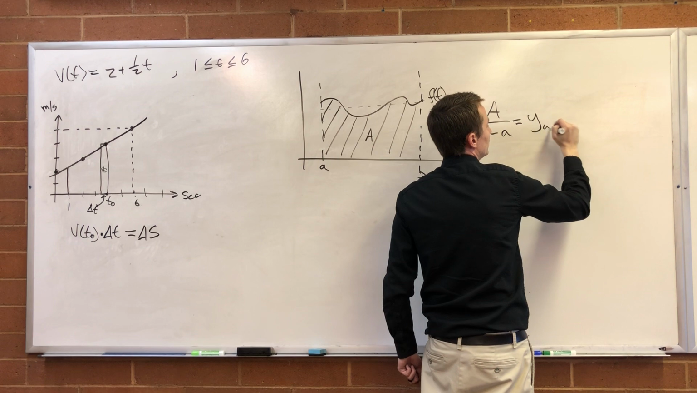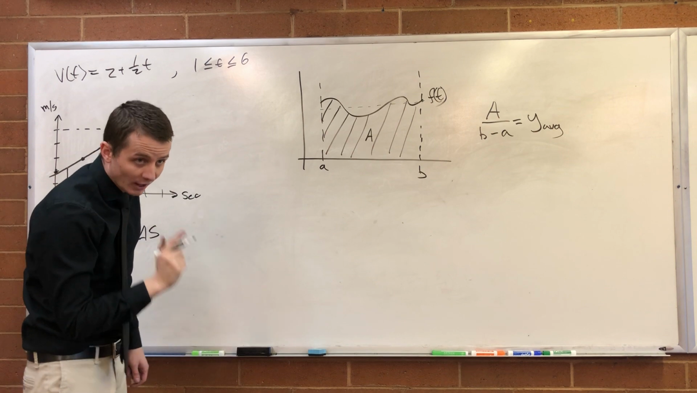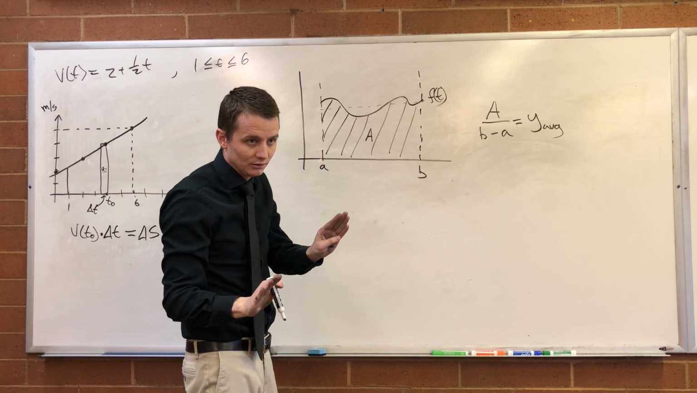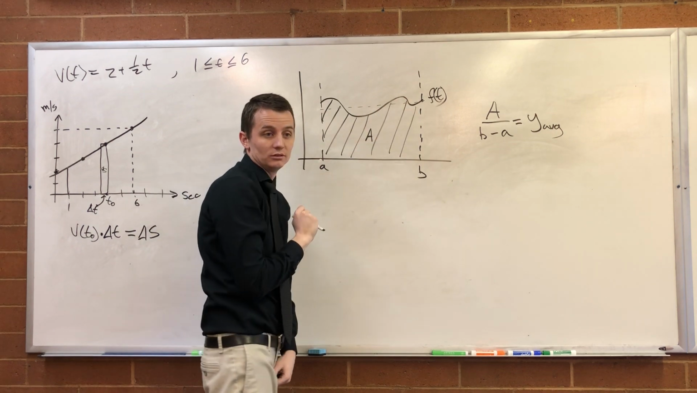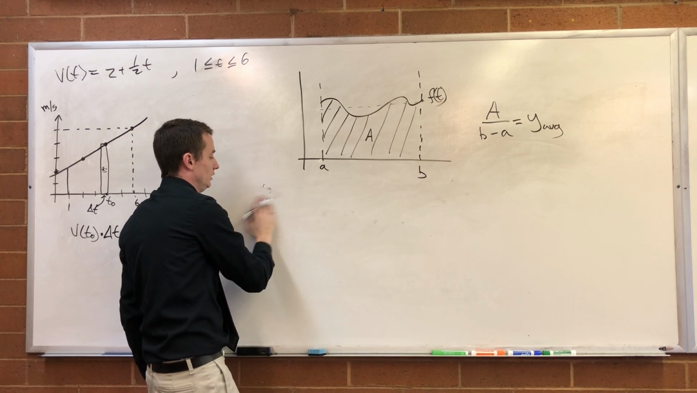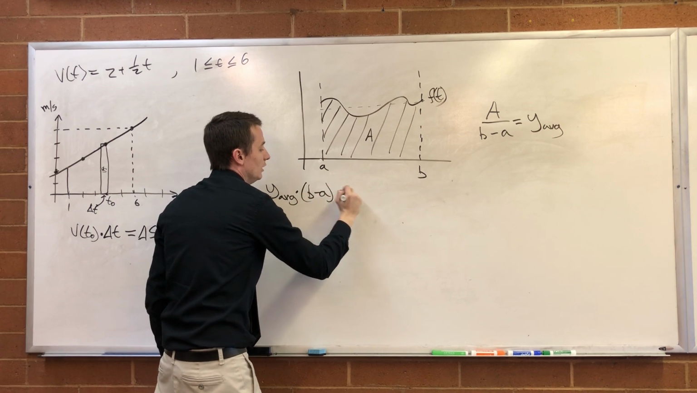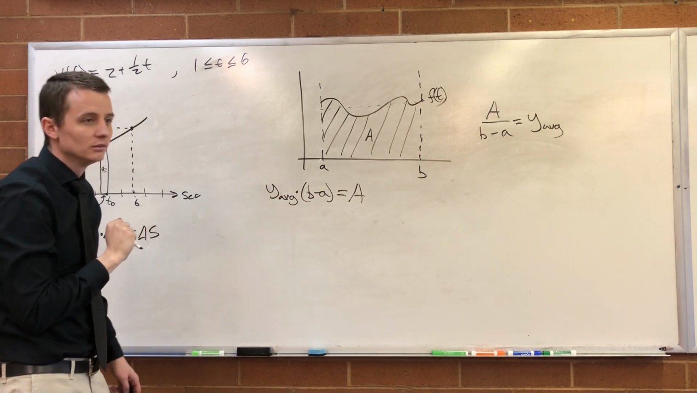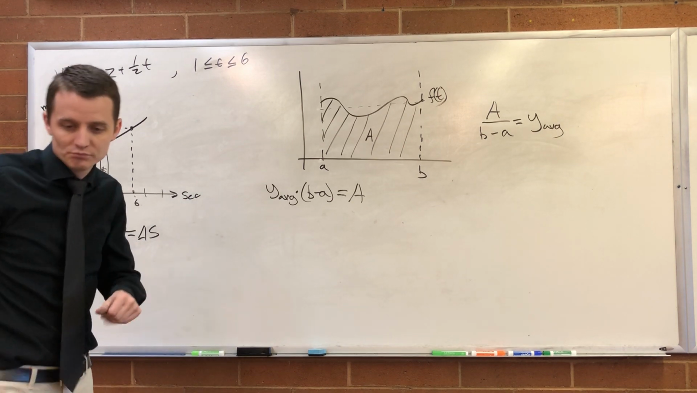What do we want to say? Y average? Something like that. Your average height is the height of the rectangle that would give you the exact same area as the function gives you. So, I know that my average height times my base should have the exact same area as the weird area. And so my average height is just the area divided by the base. Pretty intuitive? Okay.